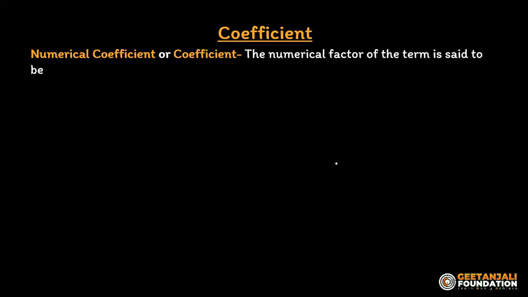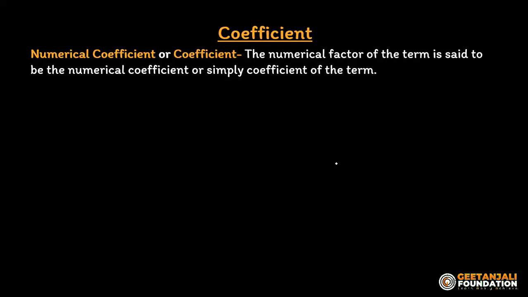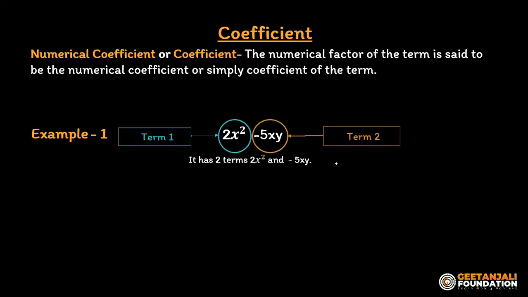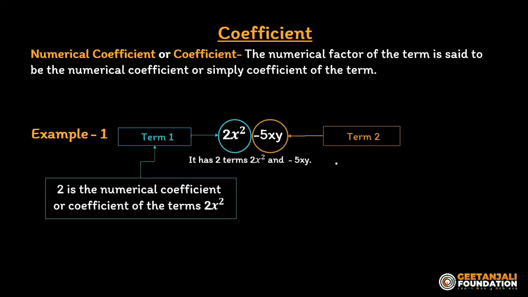Now the coefficient. Numerical coefficient or coefficient: the numerical factor of a term is said to be the numerical coefficient, or simply the coefficient, of the term. In the previous example, we have already understood what the factor of a term is. Let's see the given example, 2x square minus 5xy. You can see there are 2 terms. First is 2x square and the second is minus 5xy. Now the first term has 3 factors: 2, x and x. So its numerical factor is 2. So 2 is the numerical coefficient, or in general we call it the coefficient of the term 2x square.